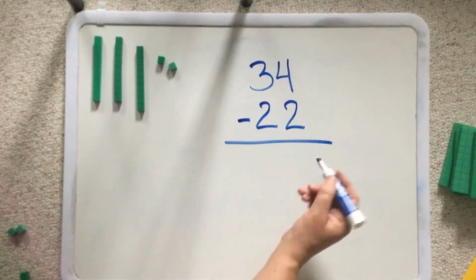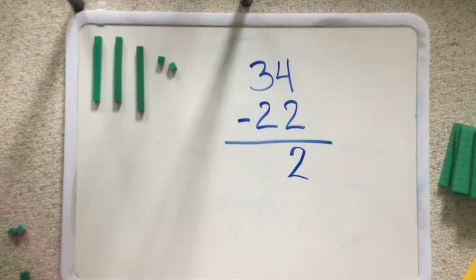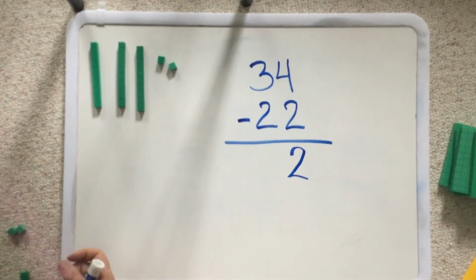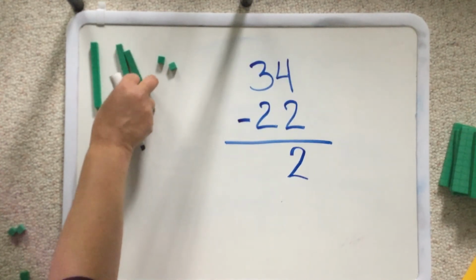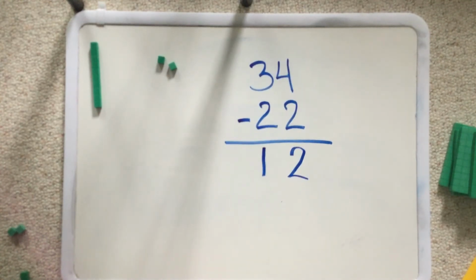So 4 minus 2 leaves me with 2 ones. If I look at my 30, my 3 tens, do I have 2 tens that I can subtract? I do. 3 tens minus 2 tens is 1 10. 34 minus 22 is 12.